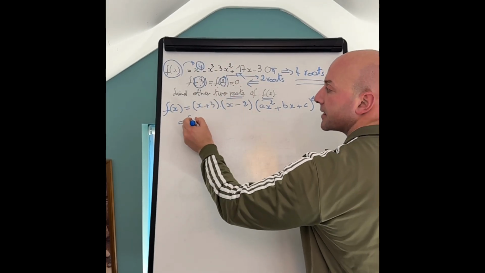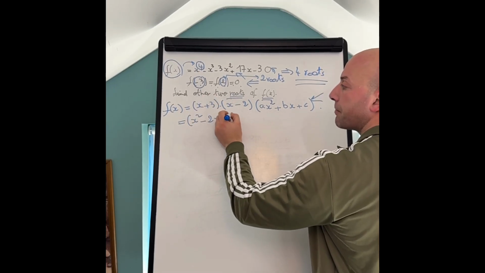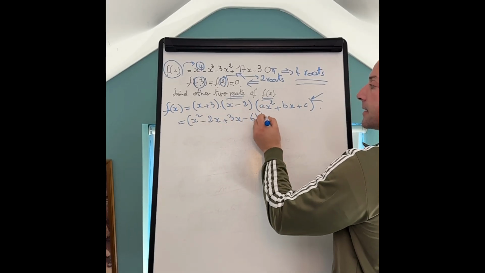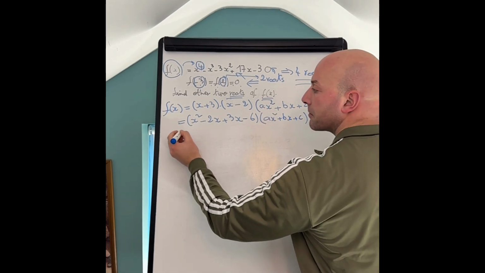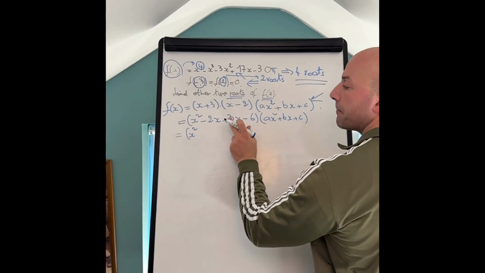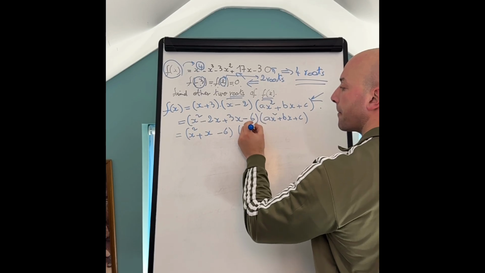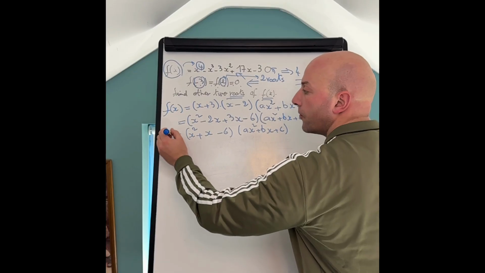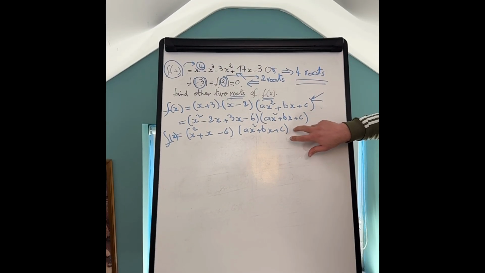distribute it. x times x is x squared, x times minus 2 is minus 2x, 3 times x is plus 3x, and 3 times minus 2 is minus 6, times (a x squared plus b x plus c). And then from here, simplify it: x squared plus 3x minus 2x, that is plus x, minus 6, times (a x squared plus b x plus c). This is our new form of the original function. All we have to do now is find a, b, c.